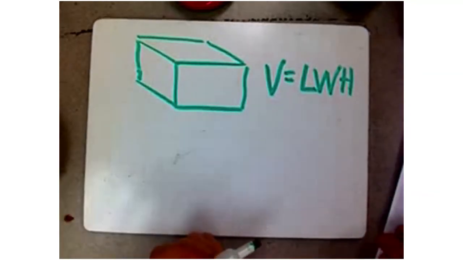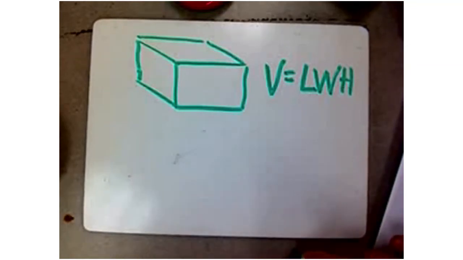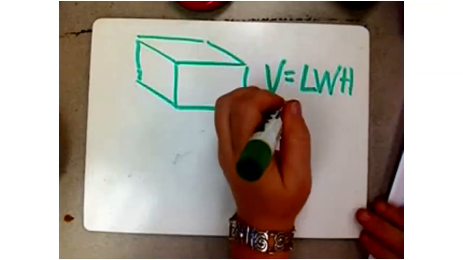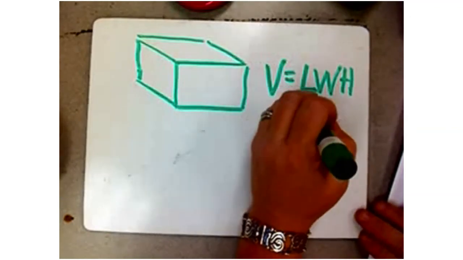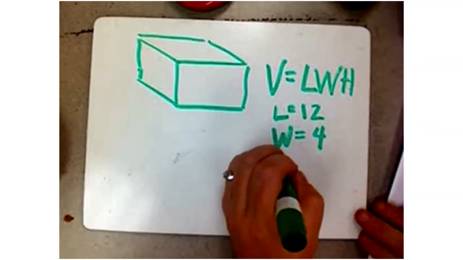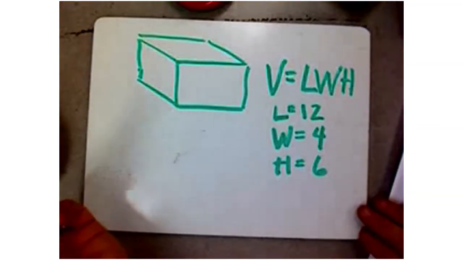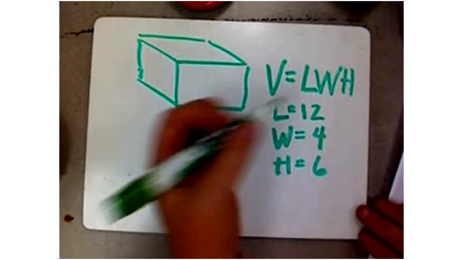And they're going to give you the measurements in the story problem. It says the volume of a rectangular prism is given by the formula V equals LWH, where L is the length, W is the width, and H is the height of the rectangular prism. Find the volume of a rectangular prism having length L equals 12, width W equals 4, and height H equals 6. So we're just going to plug in these values into our formula.